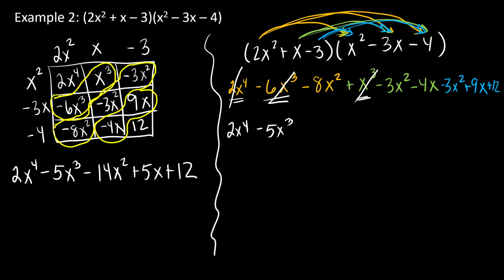Now we have our x squared. So negative 8x squared minus 3x squared is negative 11x squared, minus 3x squared is negative 14x squared. And we want to make sure we get those. Now we have our x's. Negative 4x plus 9x is 5x. And that leaves me with the 12.